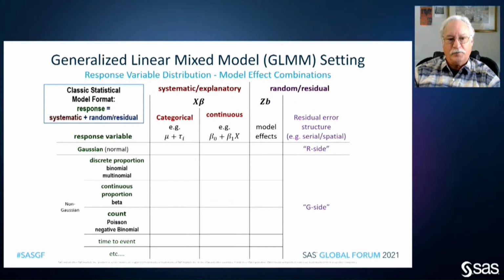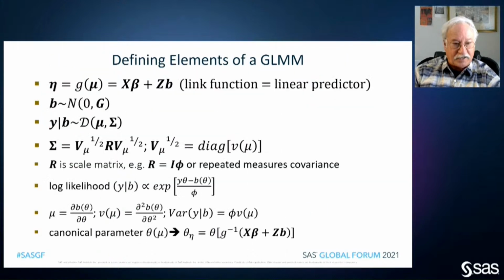But we know that we also have response variables that are not normally distributed. We have discrete proportions with either two categories giving us a binomial distribution, or more than two categories for multinomial. We have continuous proportions that are typically modeled with a beta distribution. We have counts, either Poisson or negative binomial. We have time to event, and we could go on and on and on. So this is the generalized linear mixed model setting. And the attempt with GLMMs is to be able to cover as much of this as possible. So let's see how we do that.